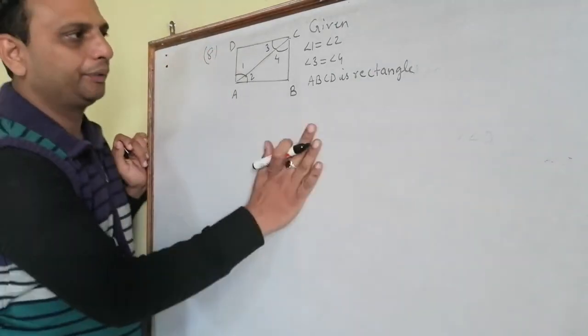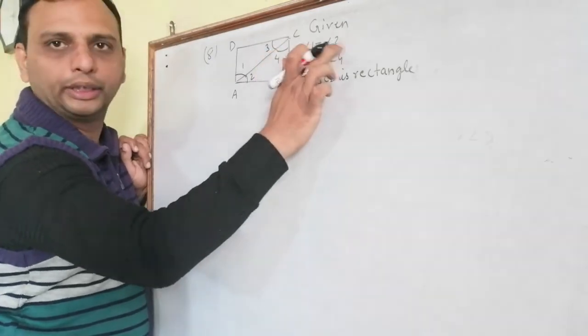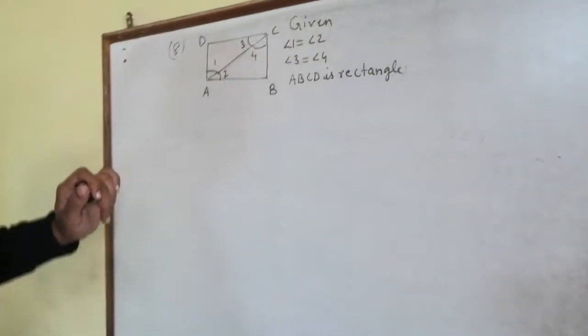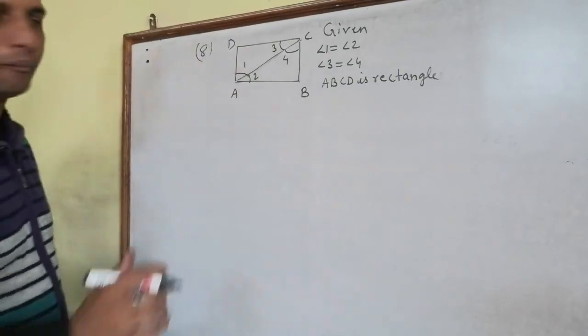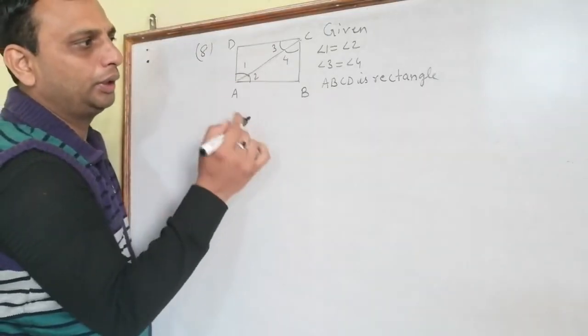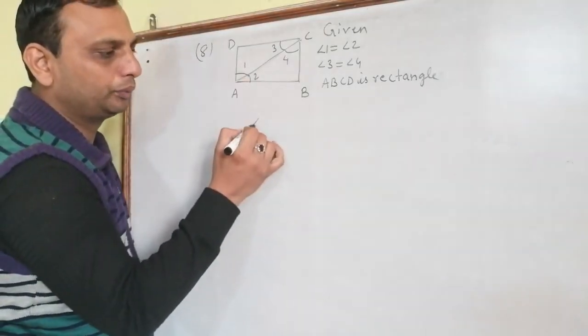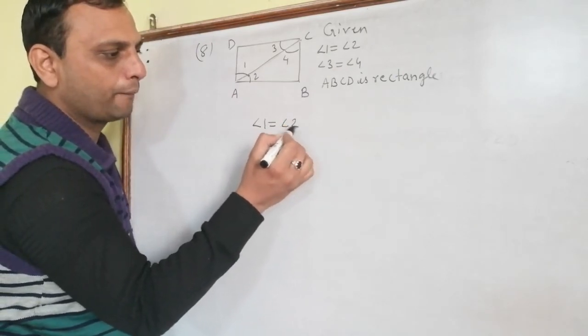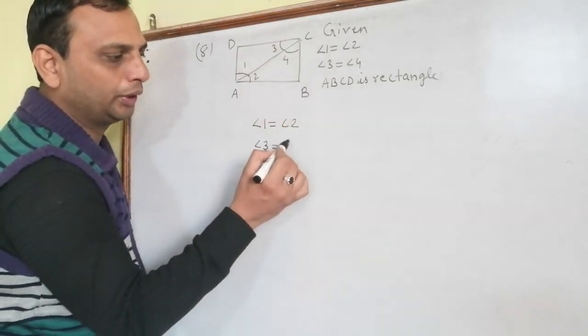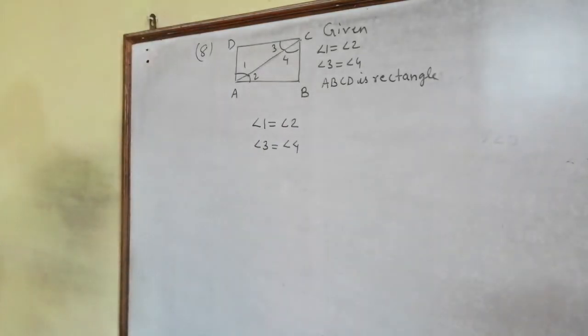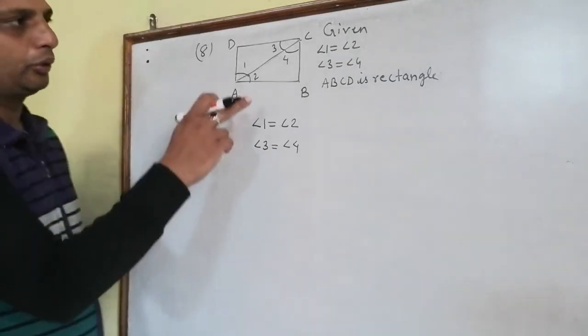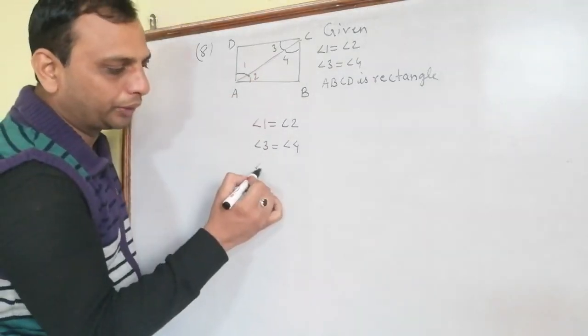So it is given that angle 1 is equal to angle 2, 3 is equal to 4. So what we can do in this case? This is a very simple question. So if 1 is equal to 2 and 3 is equal to 4, that means all angles are given equal. Now, if 1 is equal to 2, 3, so we can write 2 is equal to 3.